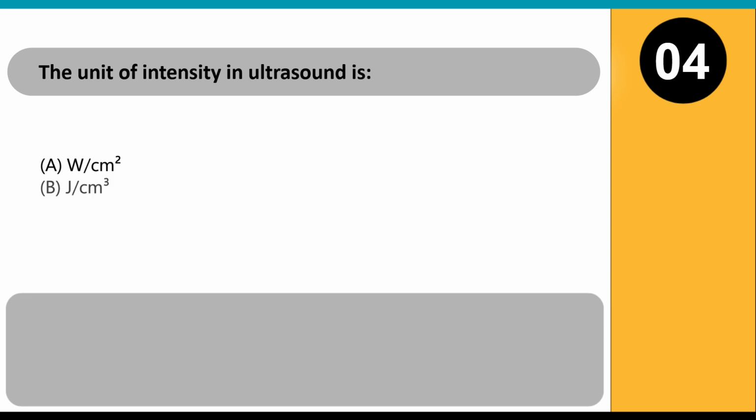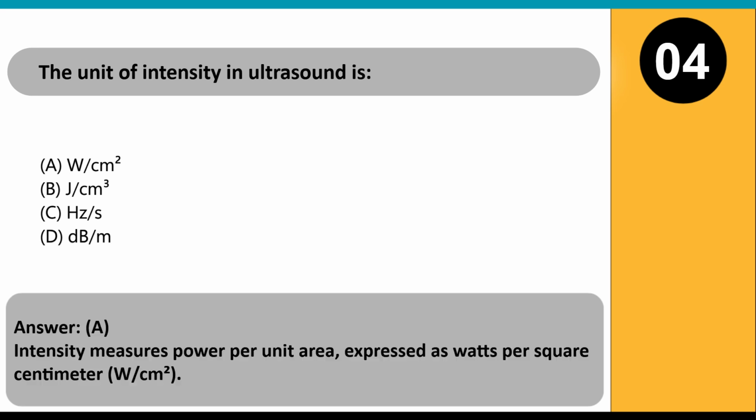The unit of intensity in ultrasound is A. W/cm², B. J/cm³, C. Hertz/s, D. dB/m. Answer A. Intensity measures power per unit area, expressed as watts per square centimeter, W/cm².